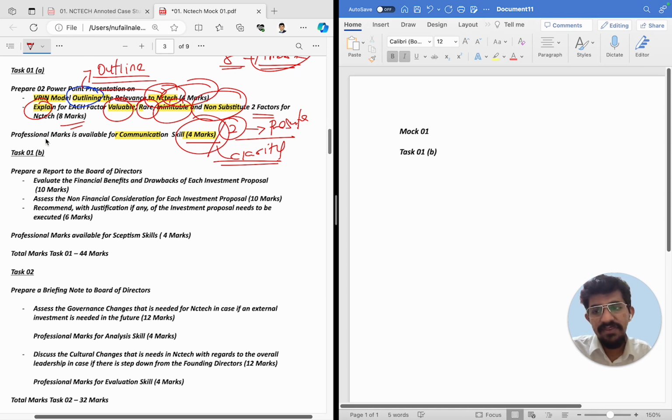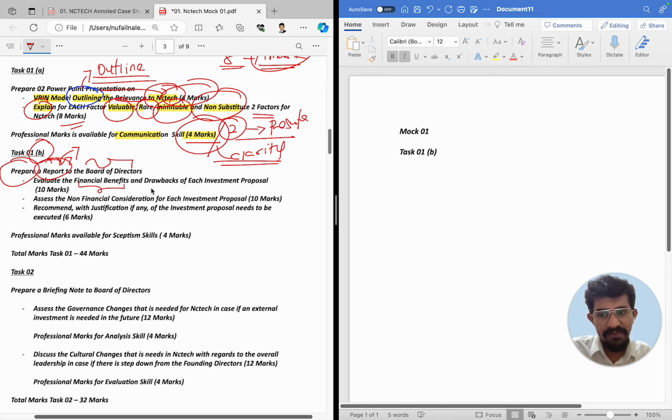Now students, if you look at Task 1 Part B, the format is: prepare a report to the board of directors. So you need to be very careful about the format as well. You may not get sufficient marks for this, but it's always better to make sure that your formats are proper.